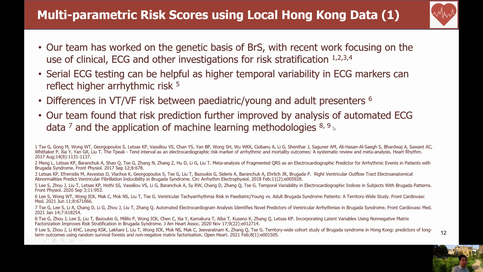And our team also found that if we look at the automated ECG parameters, so these are the measurements that are made automatically by the machine, the various amplitudes and waveforms, and if we apply machine learning methodologies to these data sets, then they are much more accurate in terms of risk stratification. So the more data we put in, generally, the better risk model or risk calculation we're going to obtain.